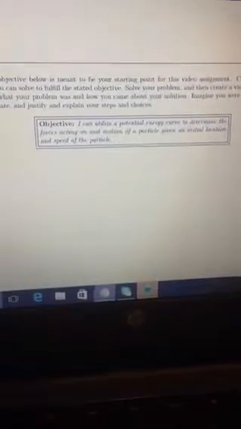My name is Tyler Janetz, and this is Physics 221, video homework 5, objective saying that I can utilize a potential energy curve to determine the forces acting on and motion of a particle, given an initial location and speed of the particle. So to satisfy this objective, I wrote this problem.